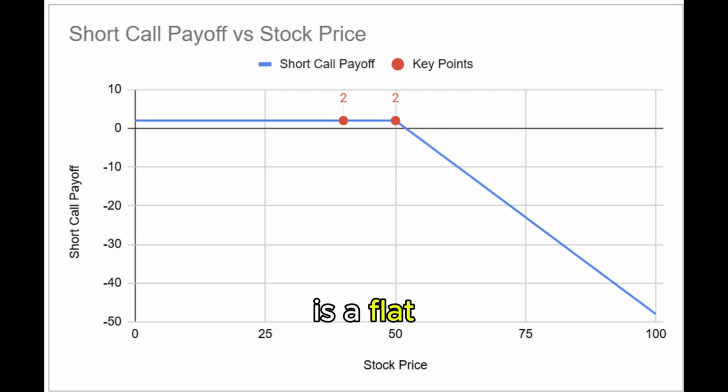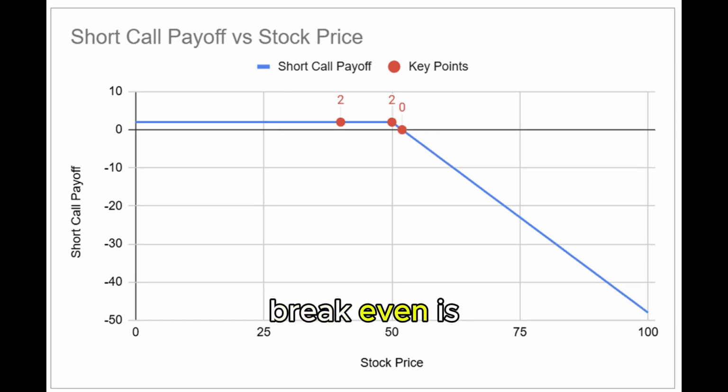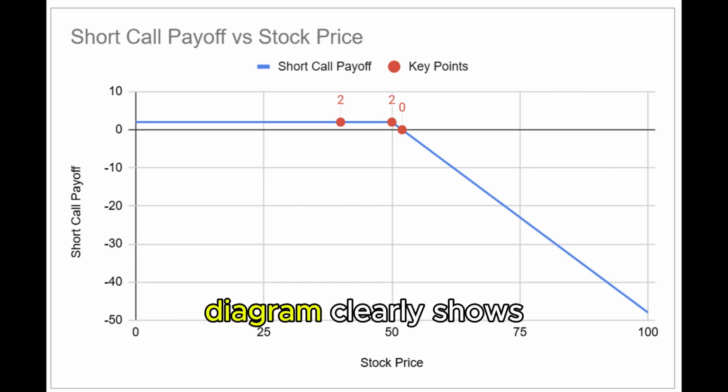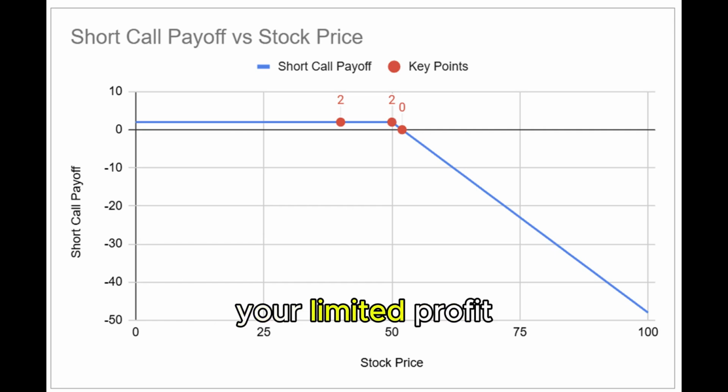The payoff diagram is a flat line at a profit of $2 as long as the stock price is below 50. Break-even is the strike price plus the premium collected, or 52. If the stock price rises above $52, your losses start to accumulate and are theoretically unlimited. The diagram clearly shows your limited profit and unlimited risk.